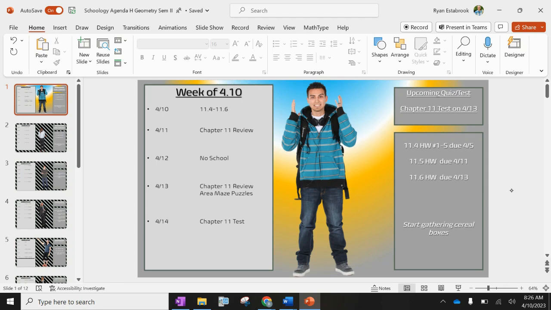So if you look in OneNote, you can see what those are. I'd spend a little bit of time looking at those. And then Friday's our Chapter 11 test. You can see your due dates for when the homework problems are going to be due.